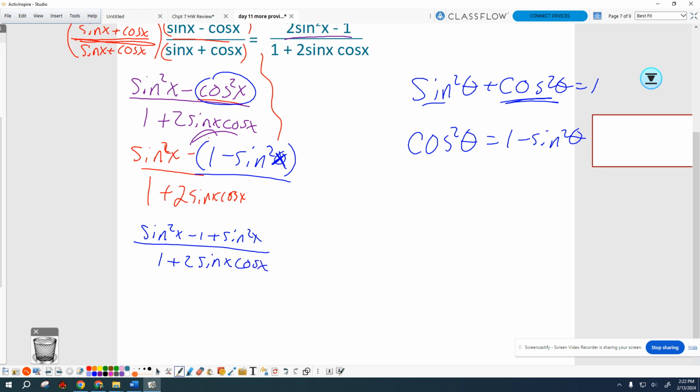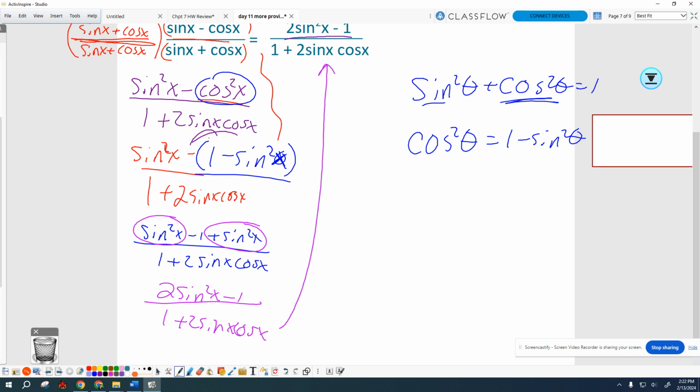so Tony, bring it on in. What is sine squared plus sine squared? 2 sine squared. And then the minus 1 stays there. Did we get the other side? Yes. Woohoo! Wasn't that just so fun?